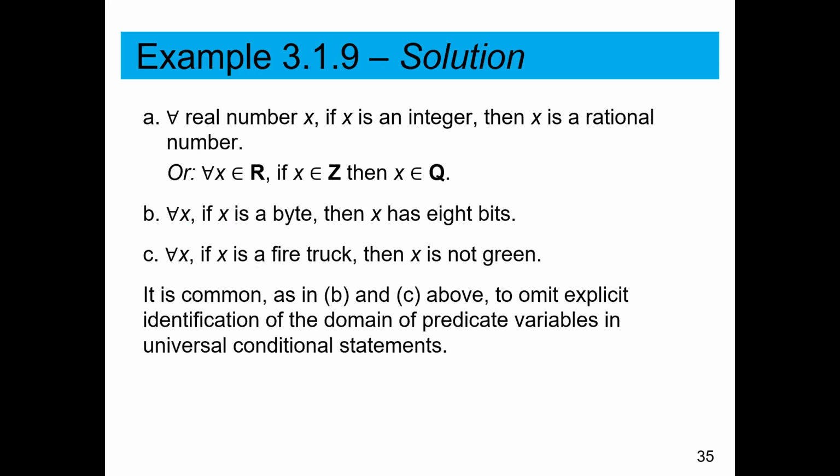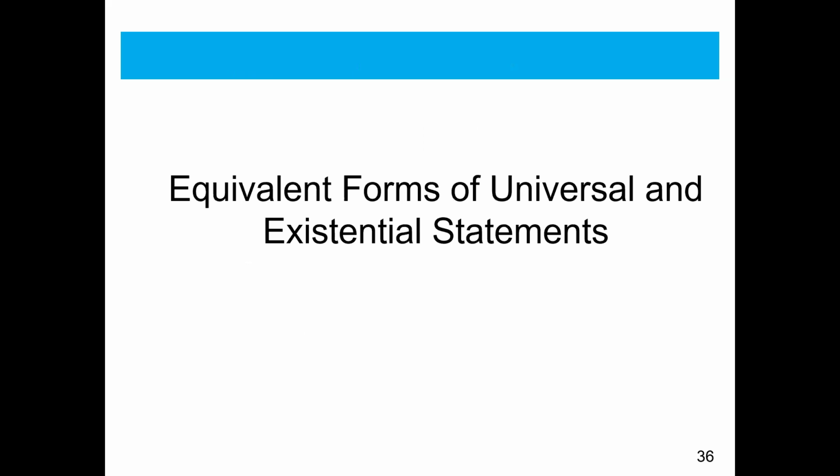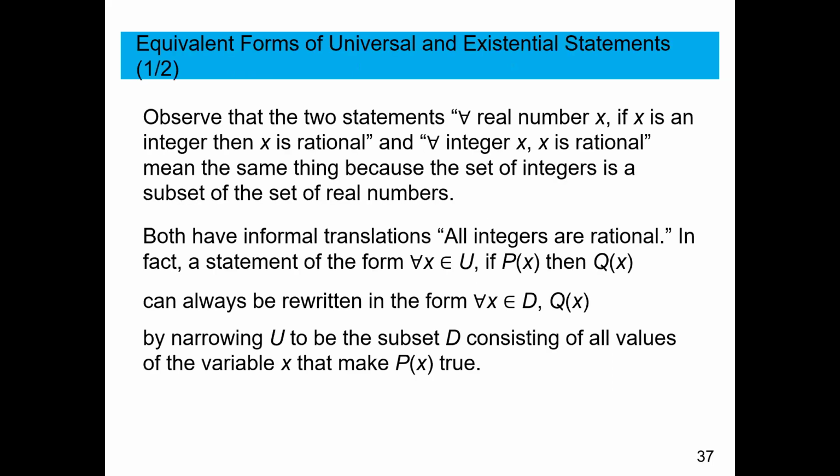All right, so let's hit just a little bit more. Let's talk about some equivalent forms of universal and existential statements. In other words, when are they the same? Remember, logically equivalent. So let's take two statements. For all real numbers x, if x is an integer, then x is a rational number. And for any integer x, x is a rational number.